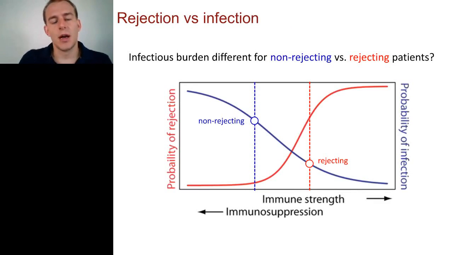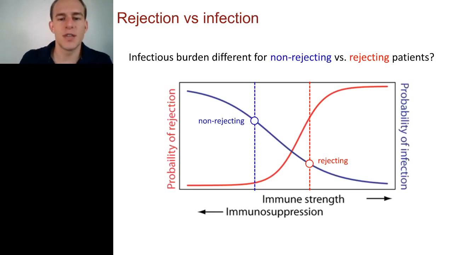And so the last question we addressed was whether the virome structure is different for rejecting versus non-rejecting individuals. This was based on the hypothesis that rejecting individuals might have an immune system that is a little bit more active, a little more strongly functioning. And so that would mean that you would see a lower load or lower probability of infection and potentially a lower load of various viruses.